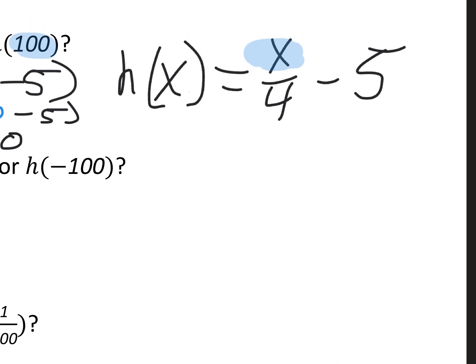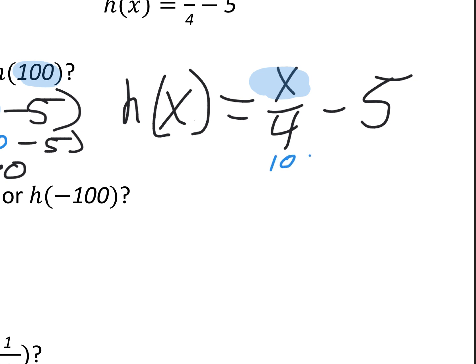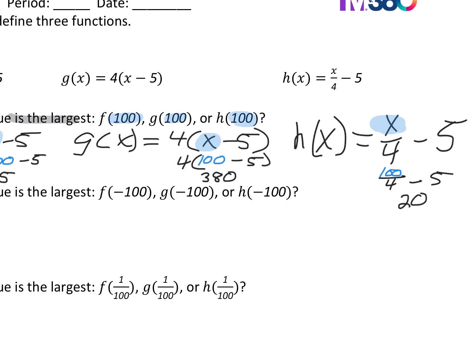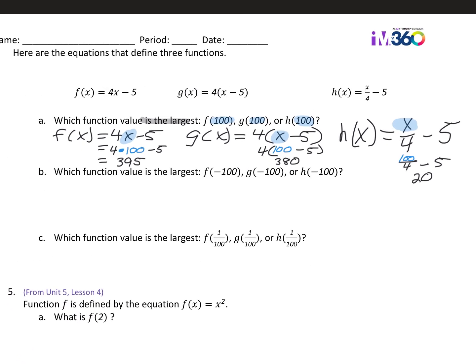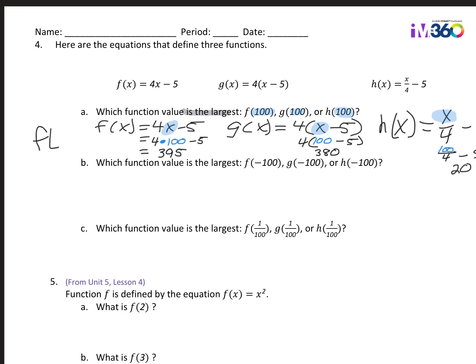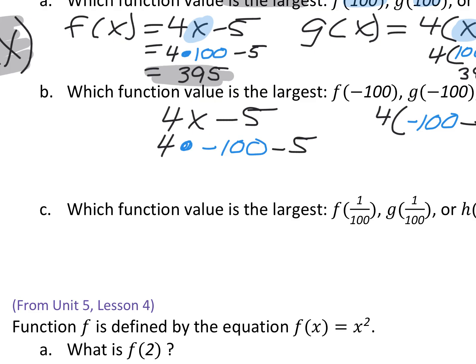Then for H, we'll do 100 divided by 4, which is 25. 25 minus 5 is 20. So the one with the largest value is going to be F of x, because F of x is 395.